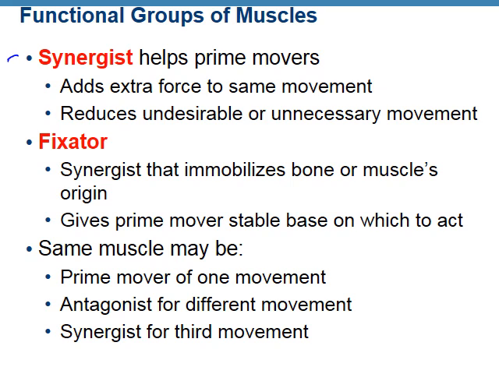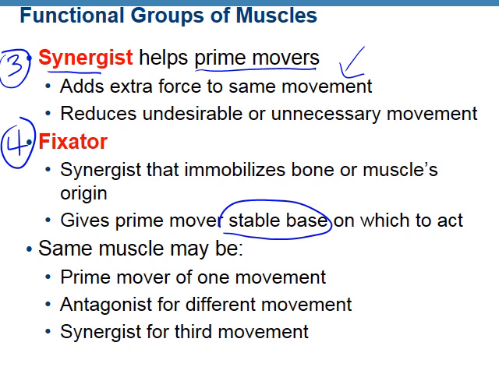Remember, there were 4 functional groups, so this is the 3rd and the 4th. You're going to have a synergist. It's going to help the prime mover. It's going to aid in the movement or the force. And we have the fixator, which is going to provide stability. It's going to immobilize the bone or the muscle at its origin. We don't know what the origin is yet, but I'll show you in just a second. It basically stops any unwanted movement. So no unwanted movement.